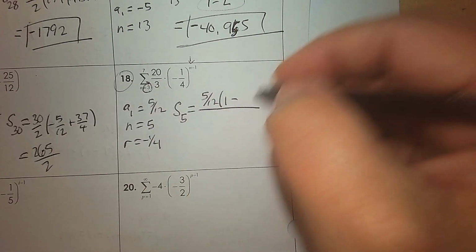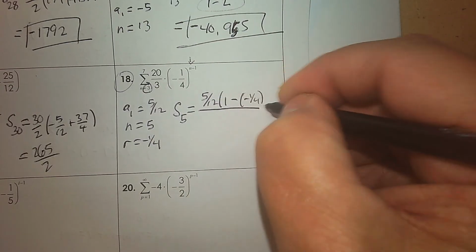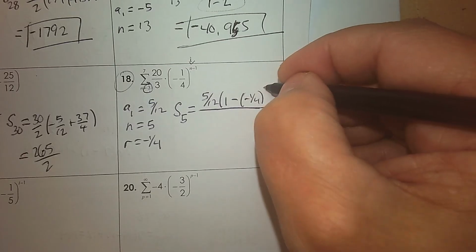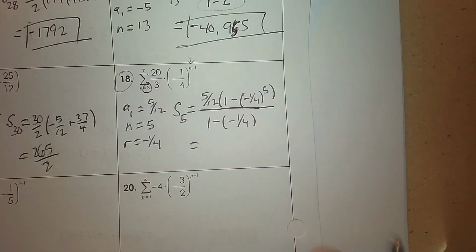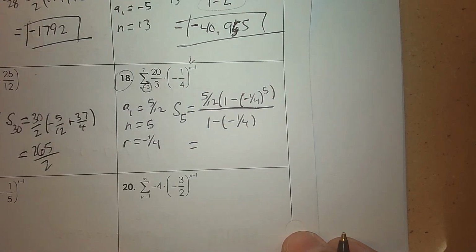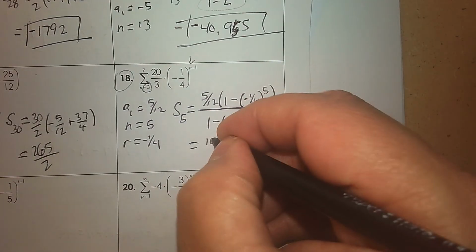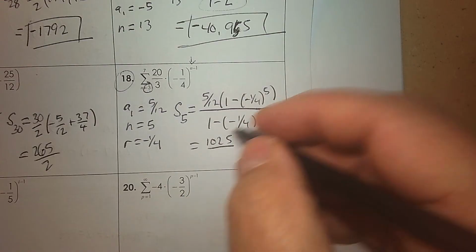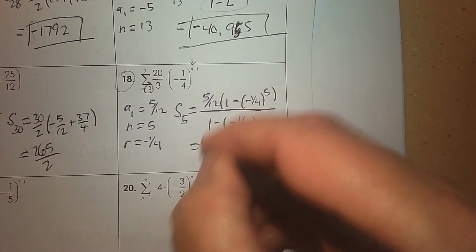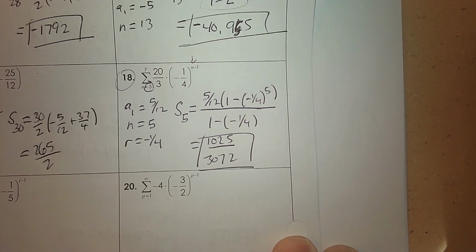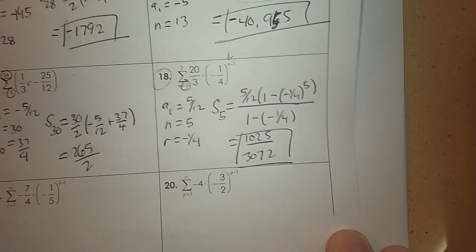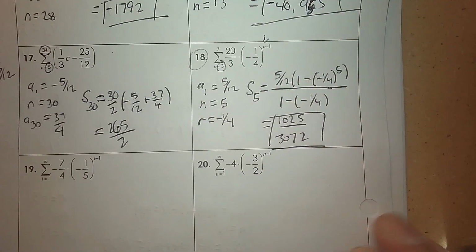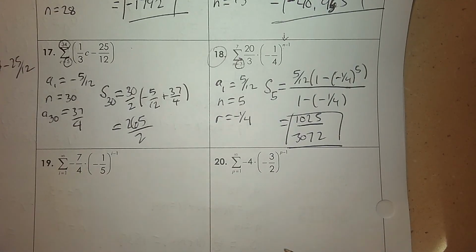1 subtract negative 1/4 to the exponent 5, and then 1 subtract negative 1/4. I know it's tedious to type in. I'm just going to tell you the answer, and you can practice using your calculator on your own. It's 1,025 over 3,072.